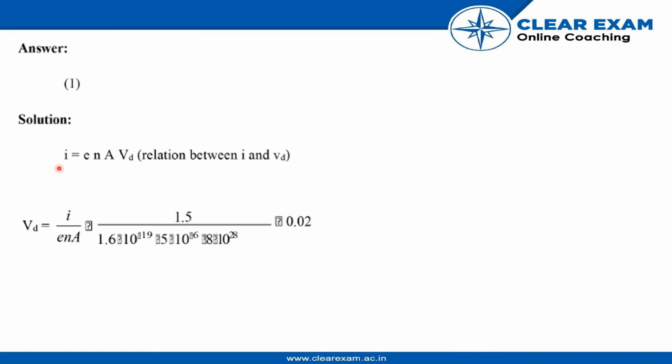So the solution is I = n e A v_d, the relation between current I and drift velocity v_d. So v_d is I upon n e A, which is equal to 1.5, and e is equal to 1.6 × 10^-19, n is equal to 8 × 10^28, and A is 5 × 10^-6, which is equal to 0.02.